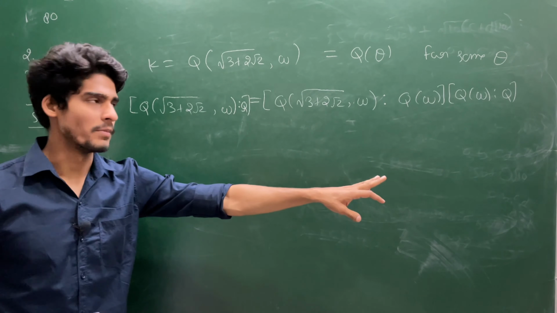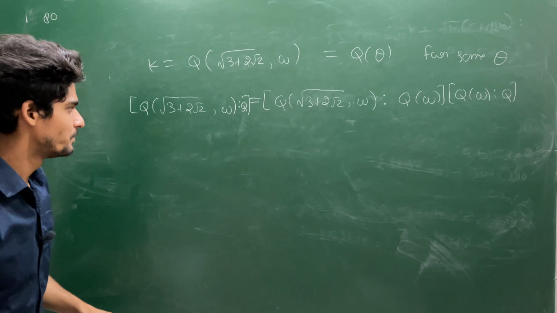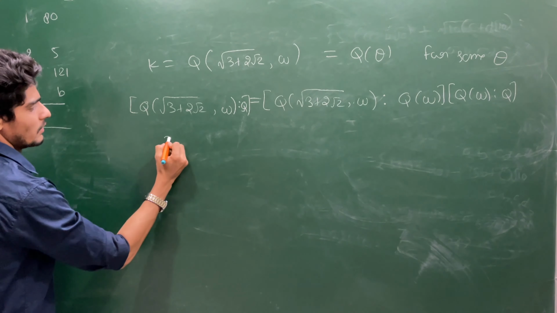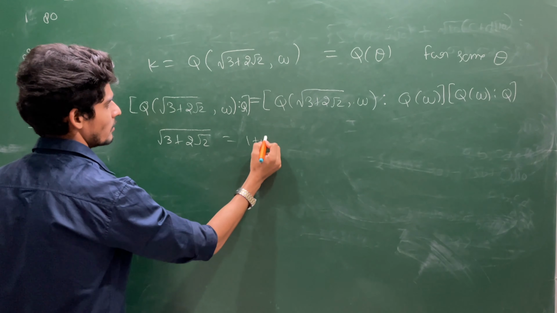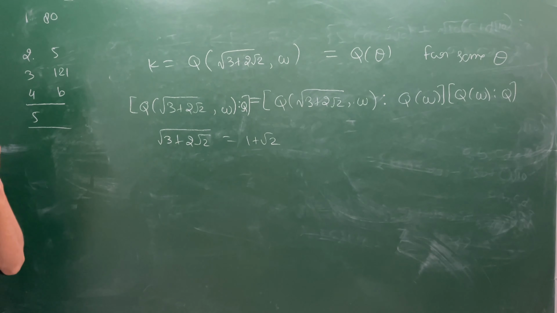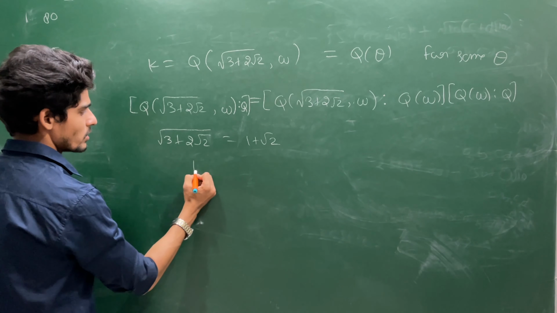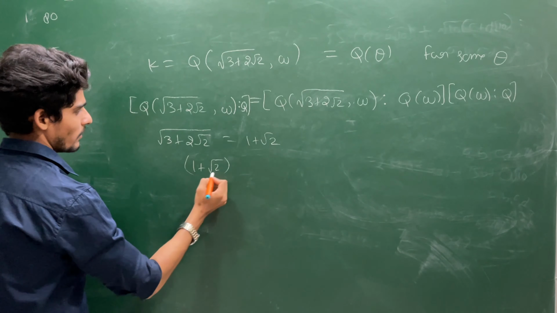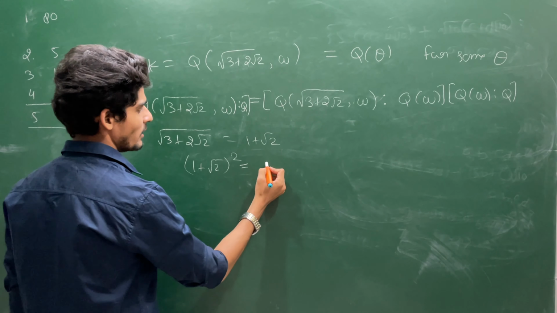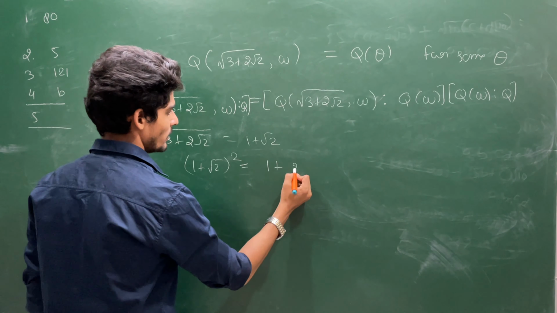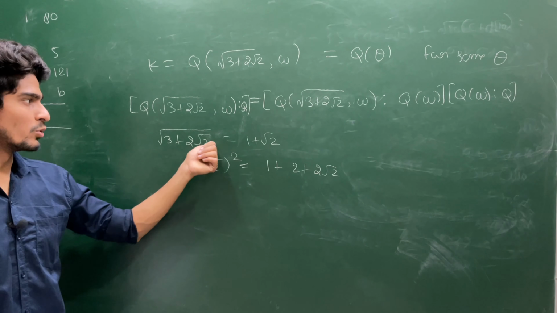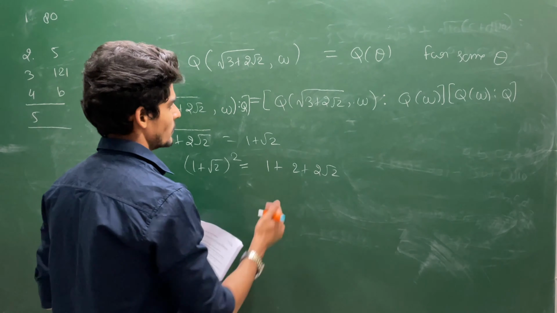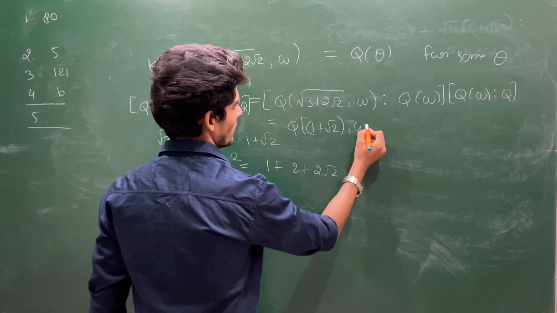Now this question is a little easy because you have to observe this square root of 3 plus 2 root 2. You can see this 3 plus 2 root 2 is the same as (1 plus root 2) squared. That you can verify. How? If you take (1 plus root 2) whole squared, then you will have 1 plus 2 plus 2 root 2, so this will be 3 plus 2 root 2. If you take the square root, the square root of 3 plus 2 root 2 is the same as 1 plus root 2. So this is nothing but Q adjoint 1 plus root 2, omega.